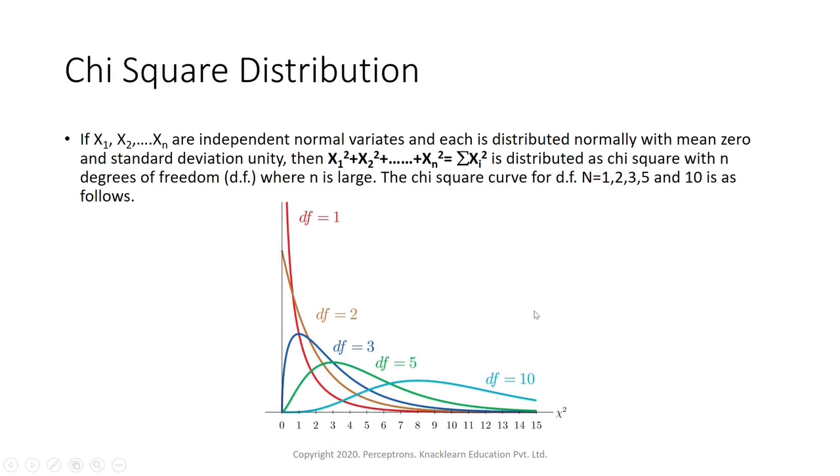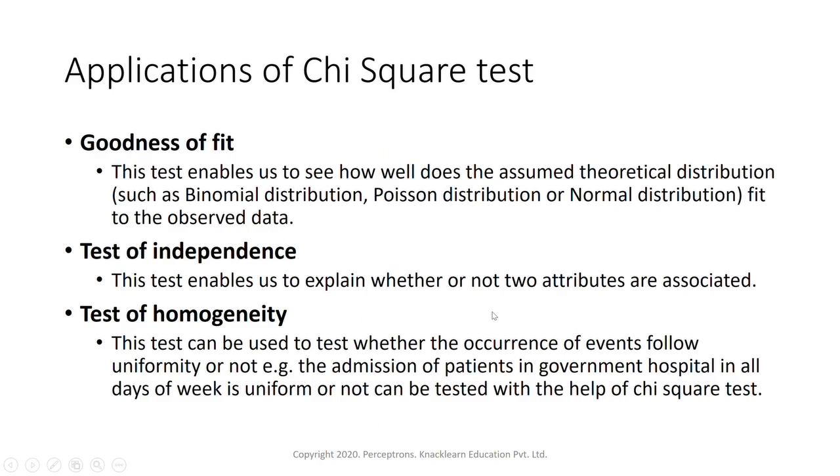So you can see a figure here which shows how the chi-square distribution looks if the degree of freedom is 1, if the degree of freedom is 2, and for degrees of freedom 3, 5 and 10. So this is how the chi-square distribution looks. Now, a few of the applications of the chi-square test. Where can we apply this chi-square test and what kind of insights can we get from the data?